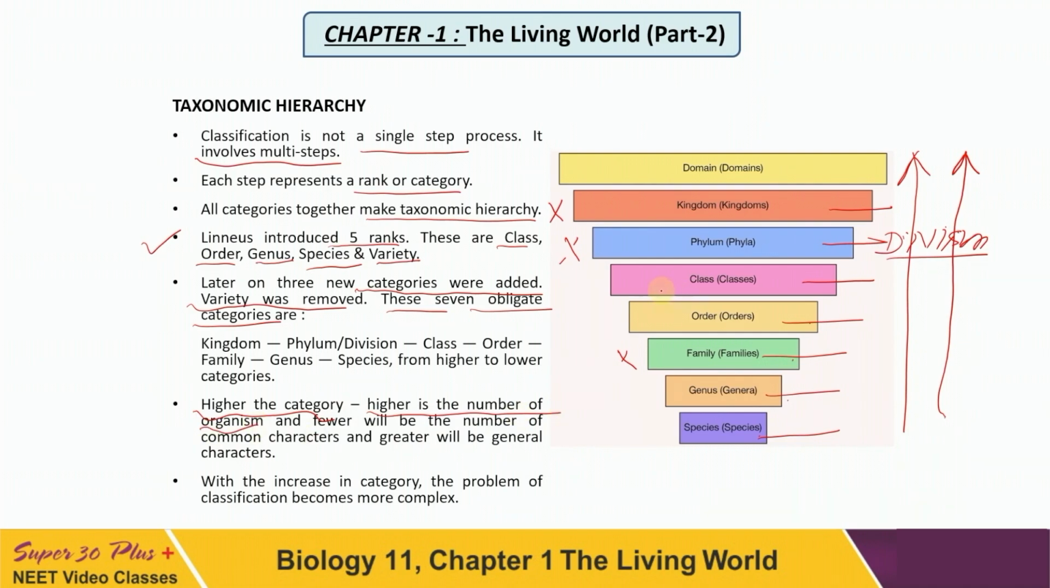The class will have more organisms as compared to order. The order will have more organisms as compared to family or genus. In the same way, the common characters will be more in species as compared to genus. When one goes in ascending order, the number of common characters will decrease. When one goes from lower to higher category, the problem of classification becomes more complex. It becomes rather difficult to establish relationship.